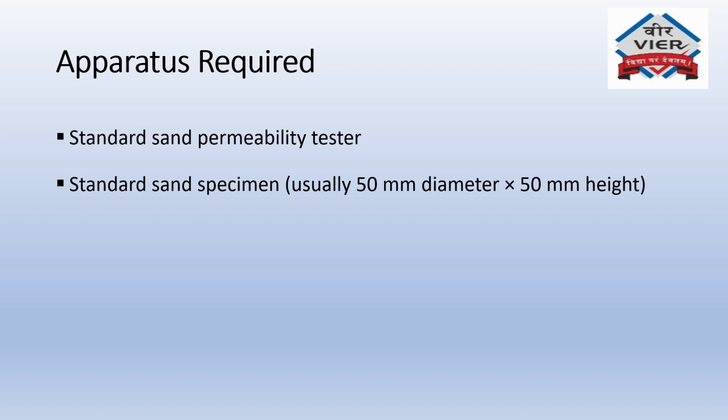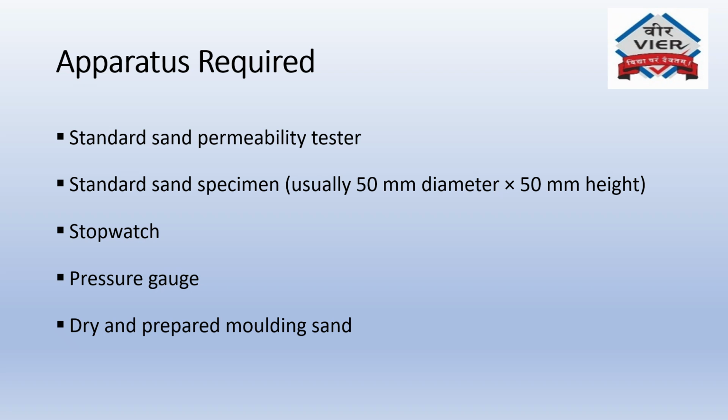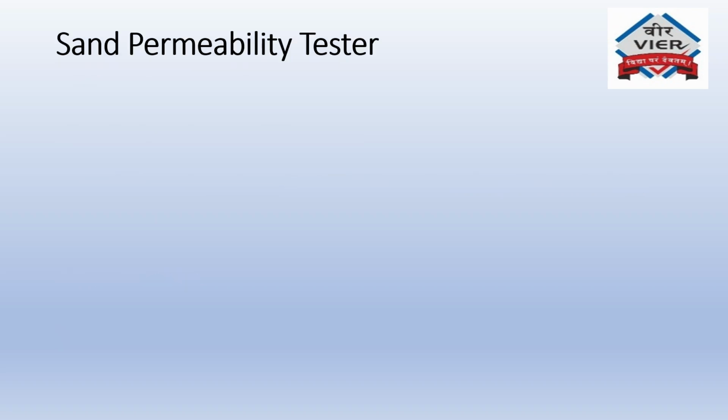The apparatus required is first the sand permeability tester, the sand specimen usually of 50 mm diameter and 50 mm height, a stopwatch to record the time, a pressure gauge to know the pressure, and dry and prepared molding sand. So let's see how the permeability tester looks.